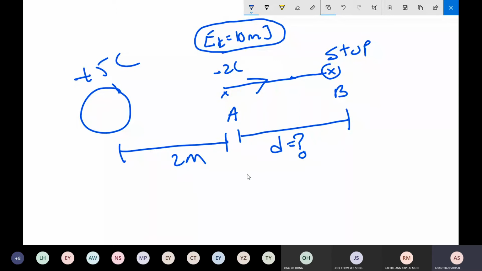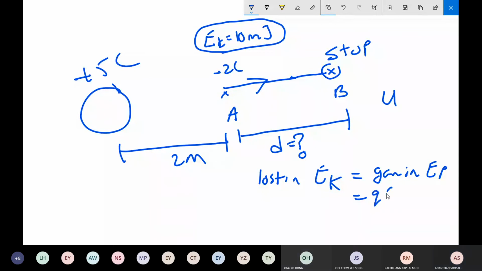How do you relate them? The loss in EK must be equal to what? The gain in potential. So how do you find the gain in potential? What is the formula of potential energy? We can use the test charge times the final potential, VB, minus the initial potential, VA. That is your gain in potential.